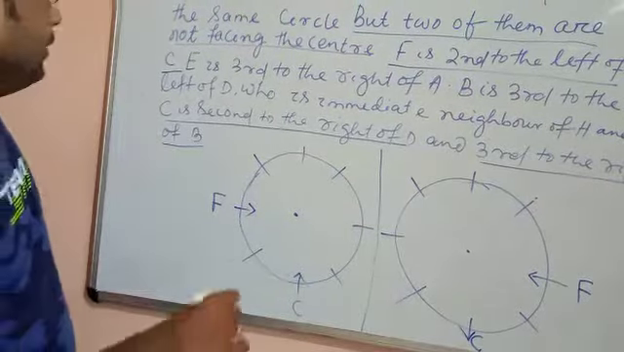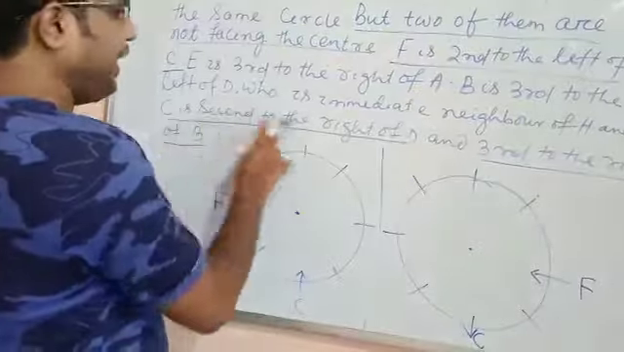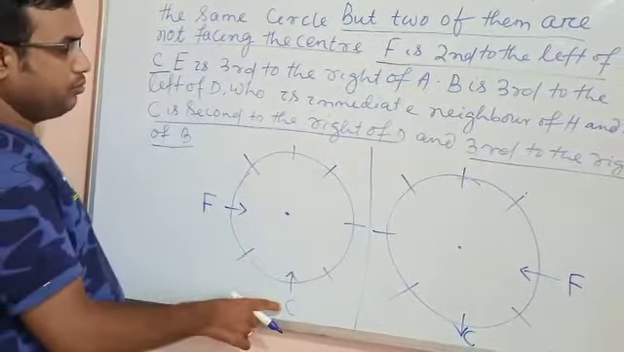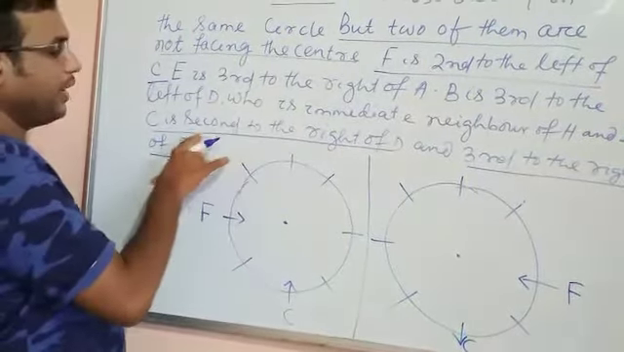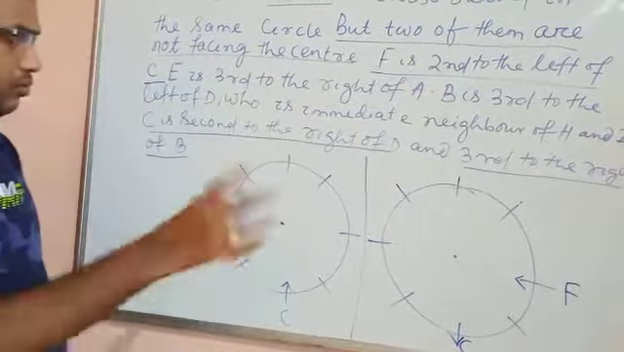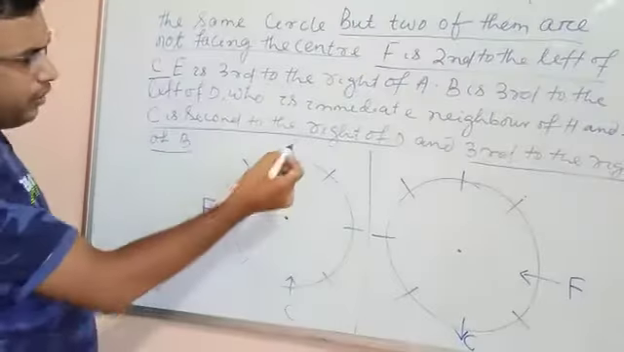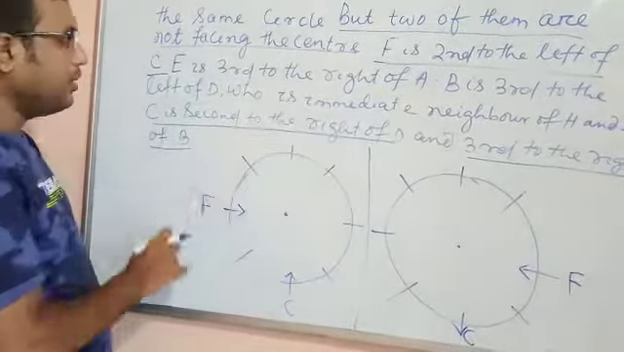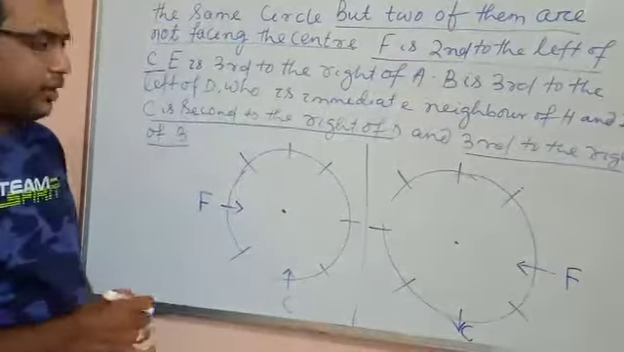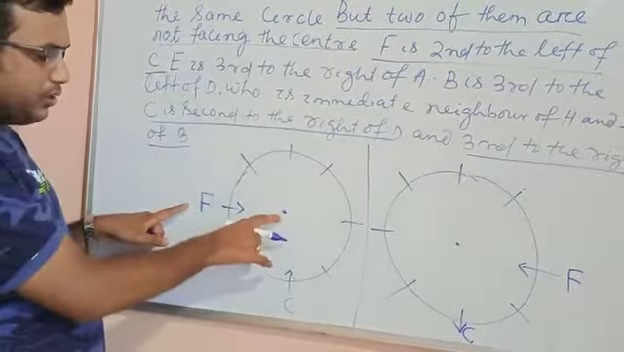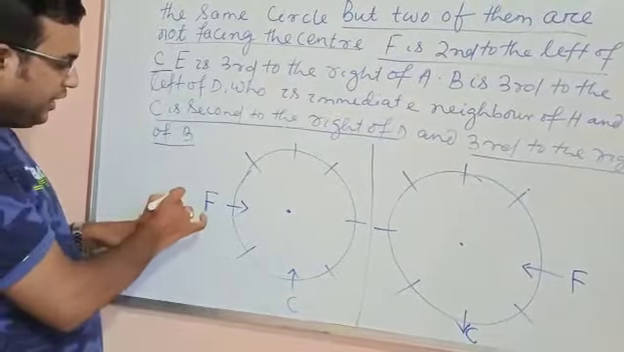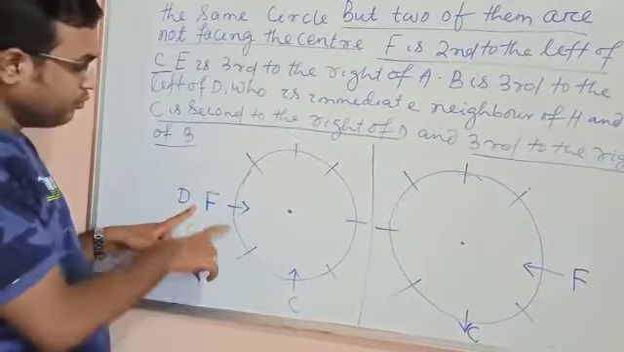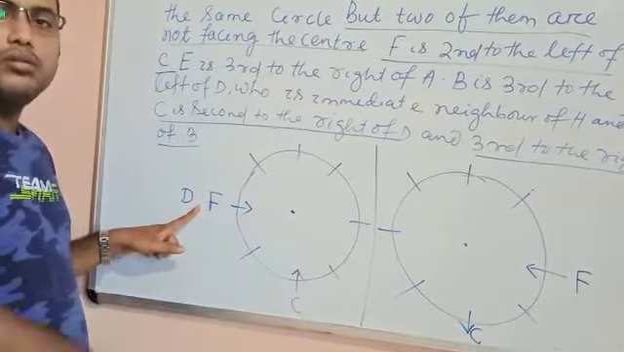That means C is third to the right of B. So C is here, and also second to the right of D. You can put whatever may be given in the question paper. So C is here, and what is the position of D? Second to the right, and D is facing towards what? Center, right? So according to the first figure, if D is here and D is compulsorily facing toward the center, then C becomes second to the right. Yes or no? But that is not possible.